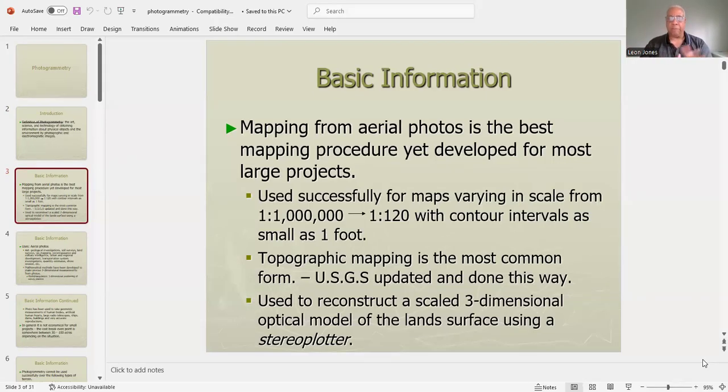It's used successfully for maps varying in scale from 1 to 1 million down to 1 to 120, with contour intervals as small as 1 foot. Now, topographical mapping is the most common form. USGS, the United States Geological Survey, a government organization, updates maps this way. It's used to construct a scaled three-dimensional optical model of the land surface by using a stereo plotter.